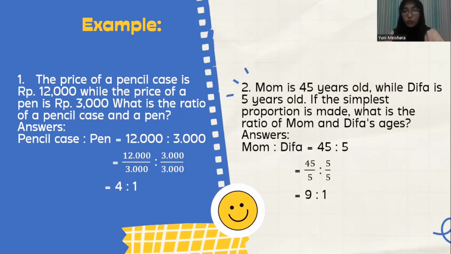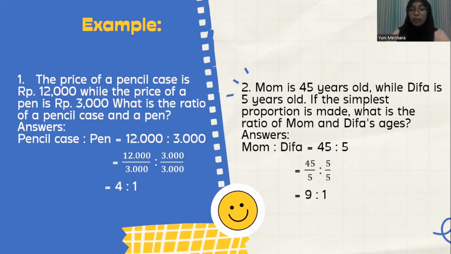Okay, next, number 2. Mom is 45 years old, while Diva is 5 years old. If the simplest proportion is made, what is the ratio of Mom and Diva's ages? So, Mom is 45 years old, while Diva is 5 years old. We can write like this: 45 to 5 equals 45 divided by 5 to 5 divided by 5, and equals 9 to 1.